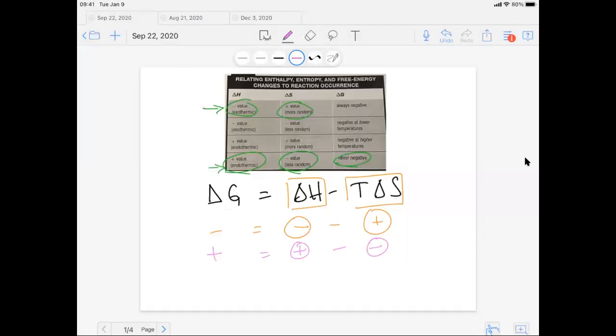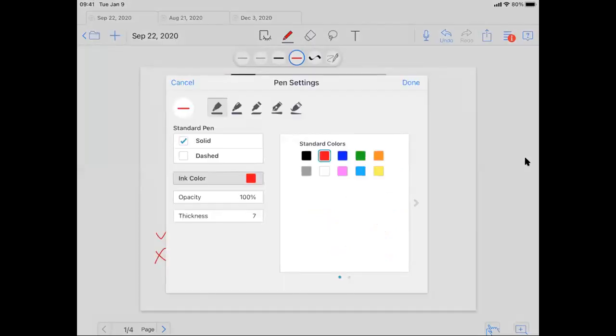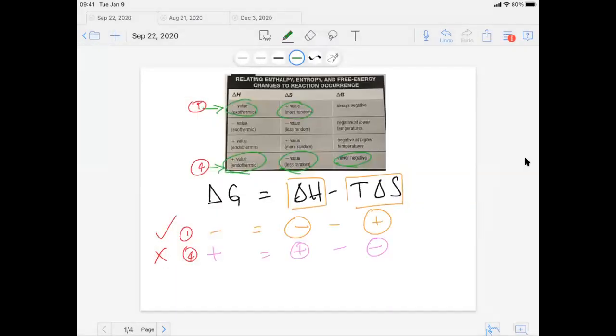So let's just go with red. For situation number 1, where enthalpy is negative and entropy is positive, that is always going to be spontaneous. And for situation number 4, where enthalpy is positive and entropy is negative, that is never going to be spontaneous. Now, the trick comes in with situations 2 and 3.